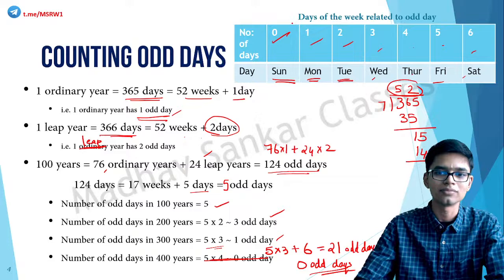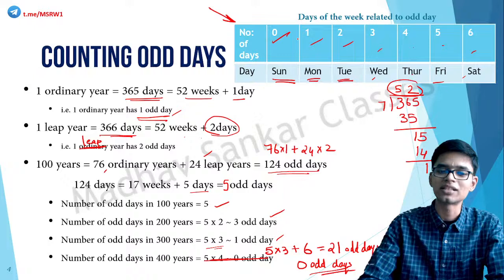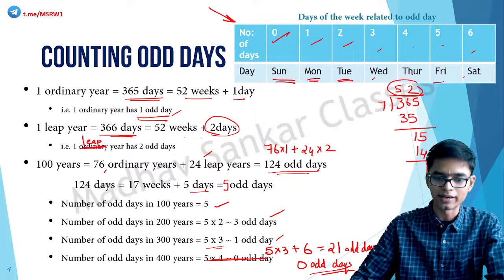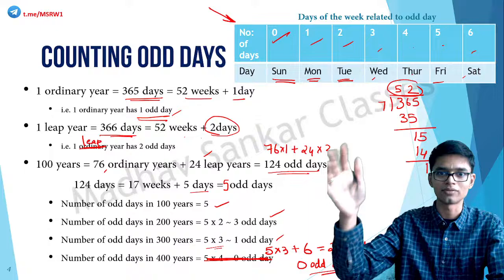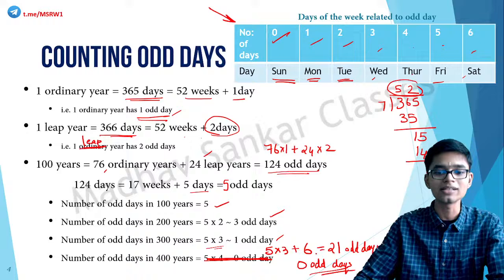Using this concept, let's try out some questions. I hope I didn't mess it up too much. This was wrong. It is not 5 into 4 as such. It is 5 into 3 plus 6. We have to factor in for that 400th year, which is a leap year. So the number of odd days there will be plus 1. That is why 5 into 3 plus 6, that is 21. That is 0 odd days.